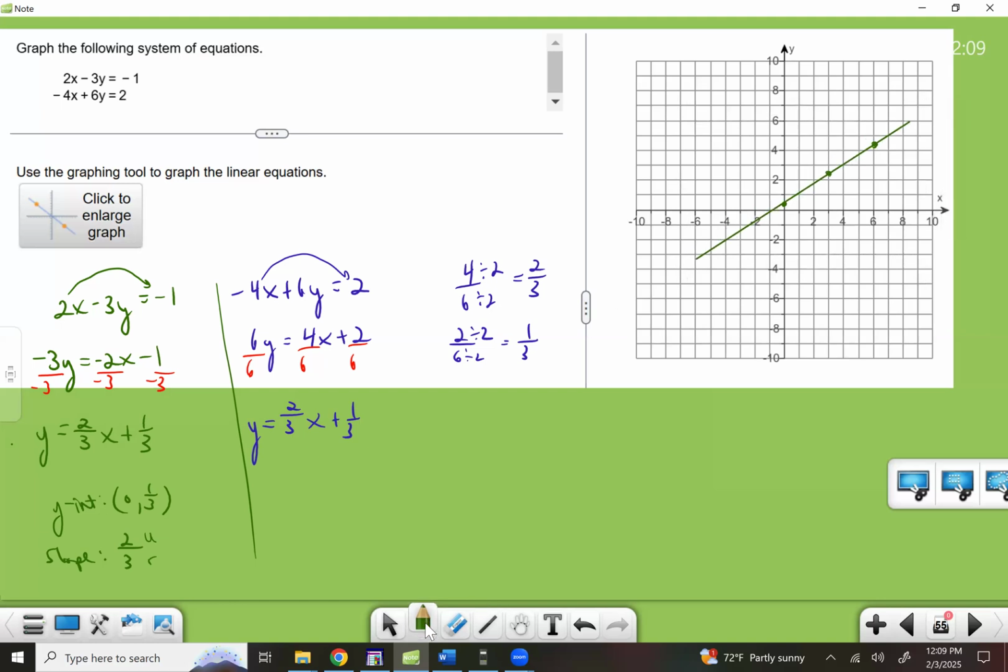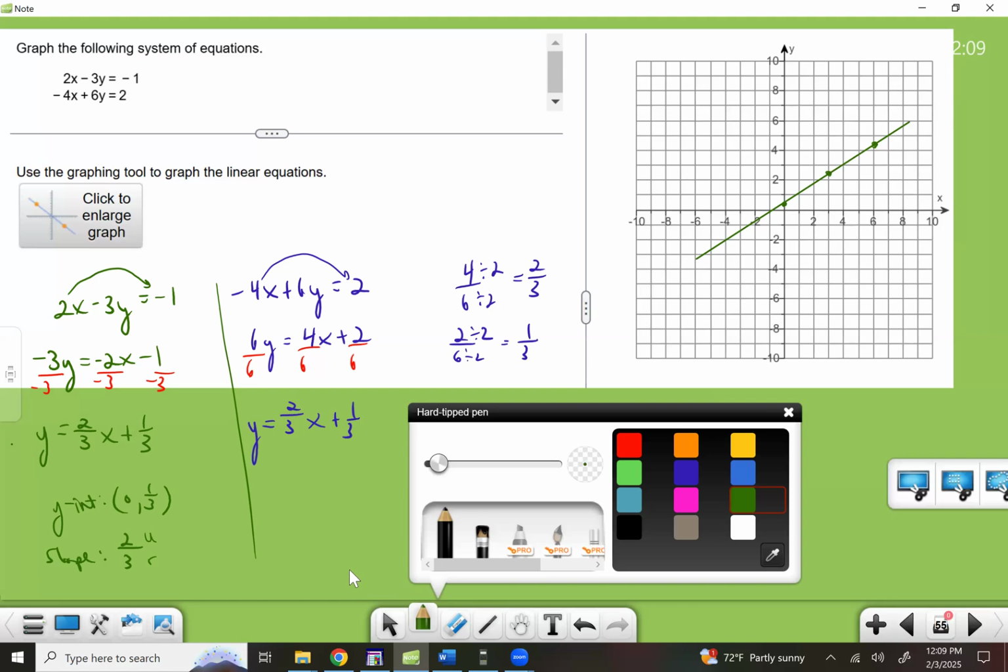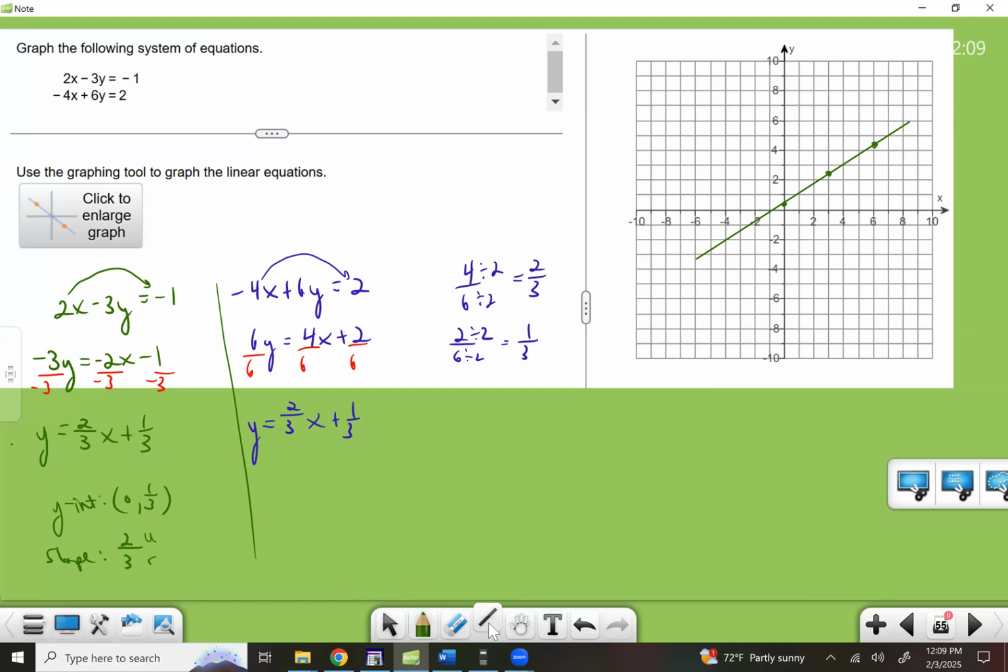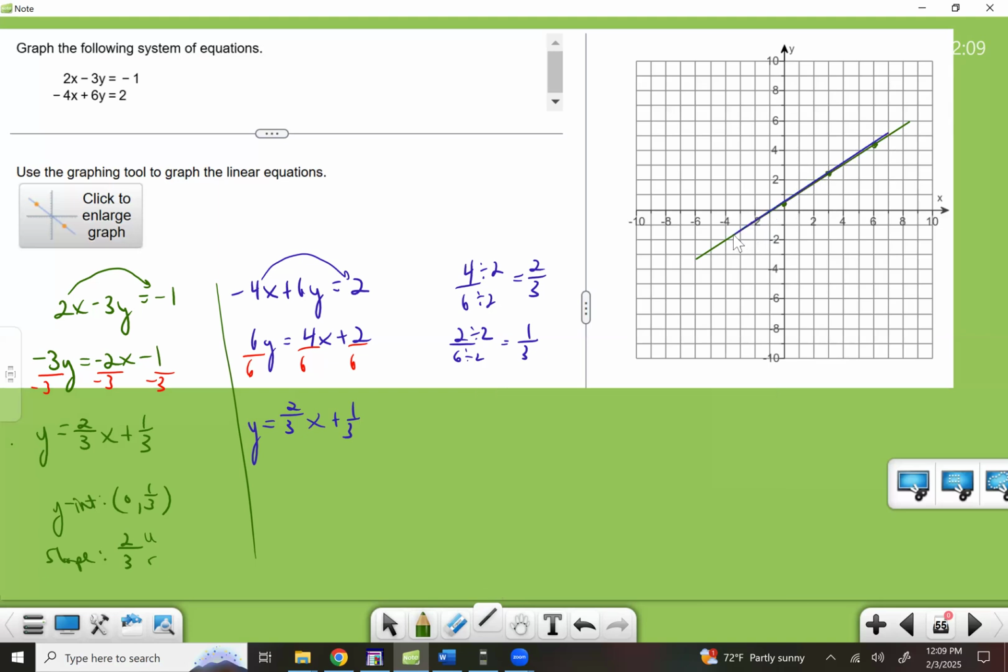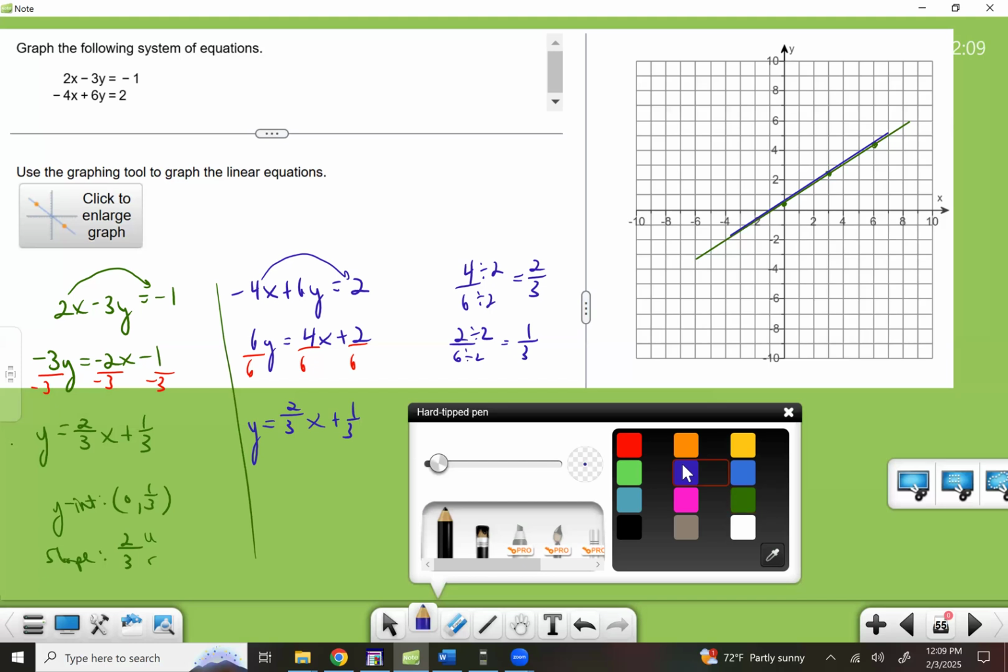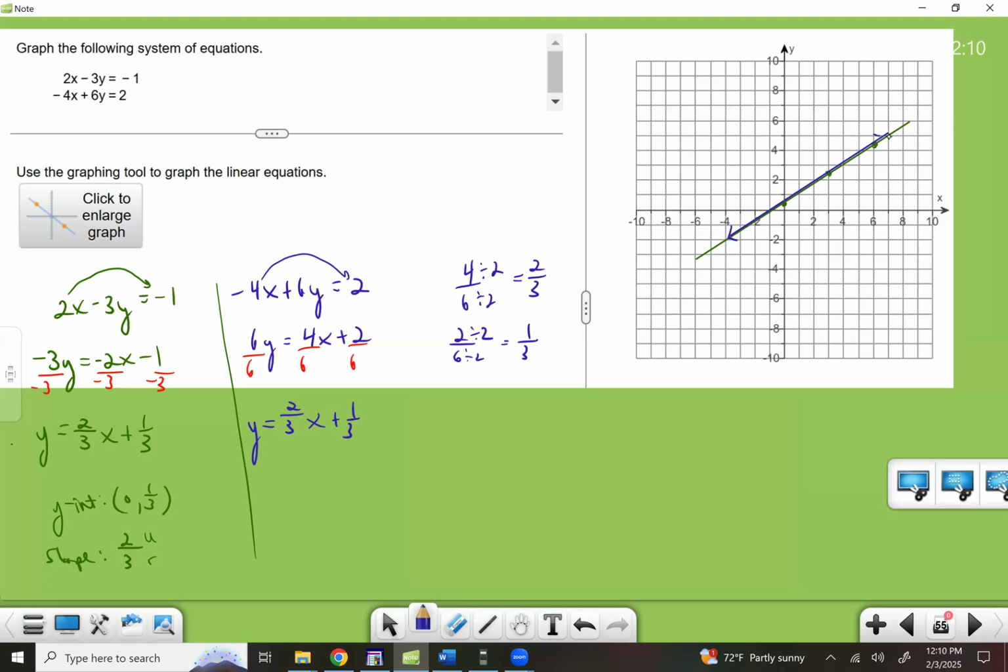All right, and then the blue one's the same line. So it's going to be a line on top of a line, right? So we would have another one right on top of it. So the solutions would be infinitely many because they touch infinitely many times, right? It's like, where do they intersect? Every point on this line. Okay, so we're going to get infinitely many solutions.